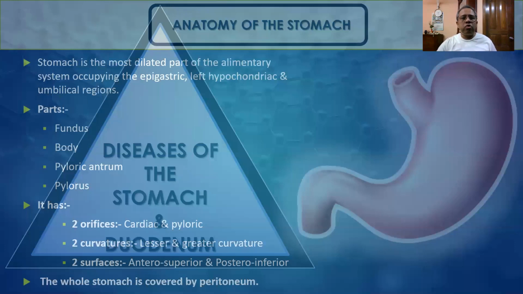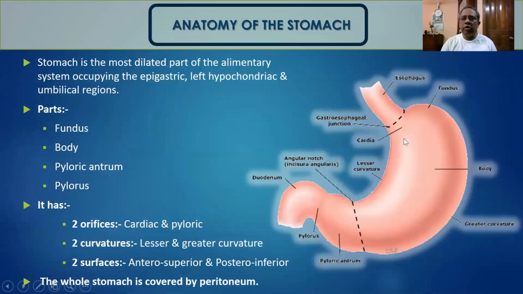So the stomach is the most dilated part of the alimentary system, occupying the epigastric, left hypochondriac and umbilical regions. It is the most dilated part of the GI tract. The parts are the fundus, body, pyloric antrum, and pylorus. The part which lies in that area is called the fundus. Then it is the body, then the pyloric antrum, then the pylorus. So these are the parts of the stomach.